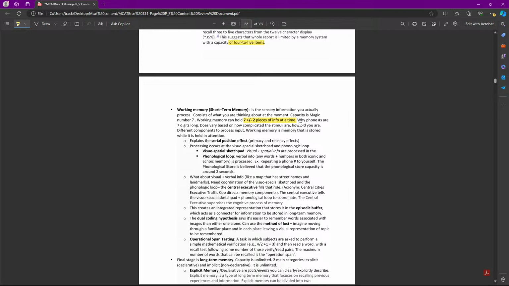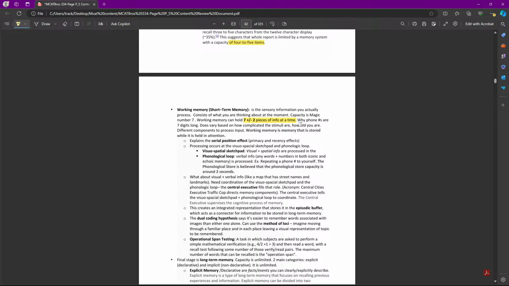Working memory is memory that's stored while it is held in attention. It explains the serial position effect, the primacy and recency effects. Processing occurs at the visual-spatial sketchpad and the phonological loop. In the visual-spatial sketchpad, visual plus spatial information is processed. In the phonological loop, verbal information is processed, such as repeating a phone number to yourself. It is believed that the phonological storage capacity is around 2 seconds.